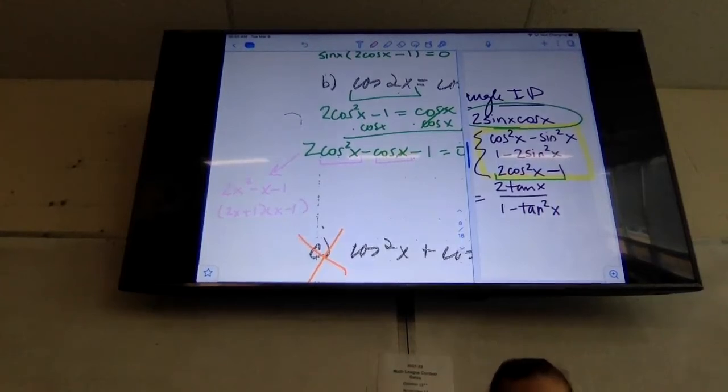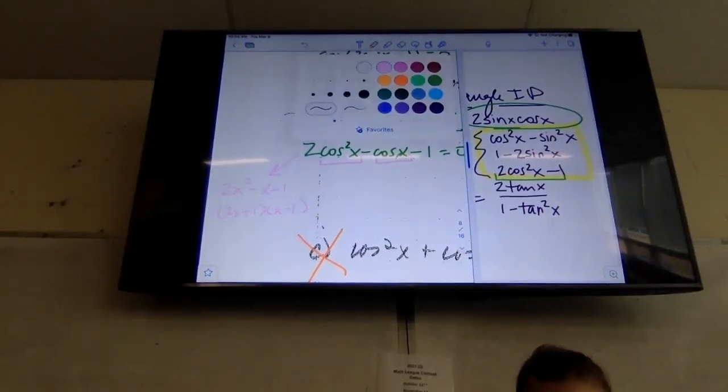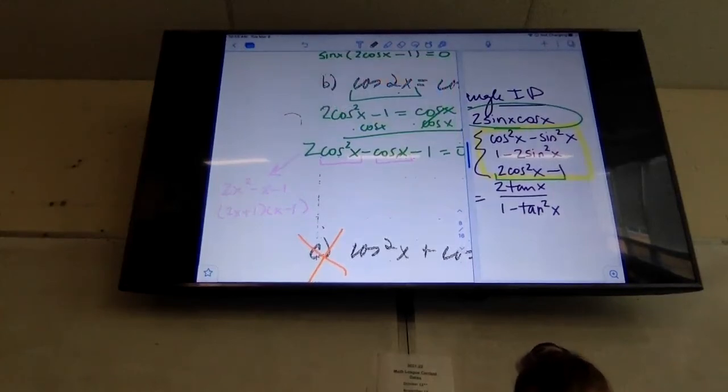So I rewrote 2 cosine squared x minus cosine x minus 1 as 2x squared minus x minus 1. And I was able to factor that to be 2x plus 1 times x minus 1, which I think is a way easier way of thinking about it. And now I just replace that x with my cosine. So I'm going to write 2 cosine x plus 1 and then cosine x minus 1.